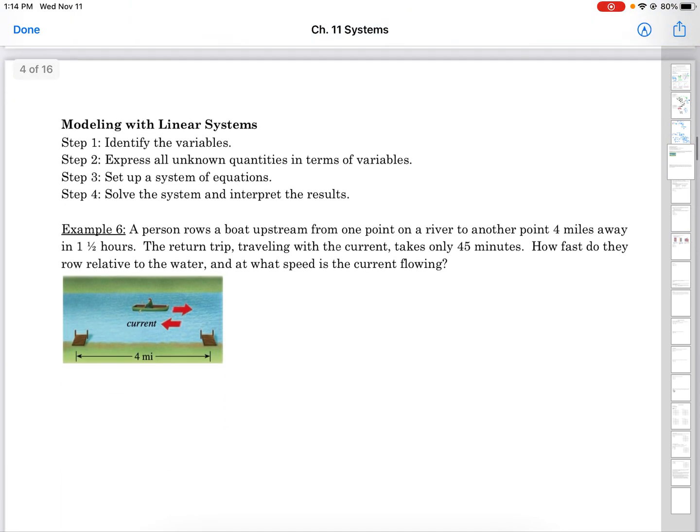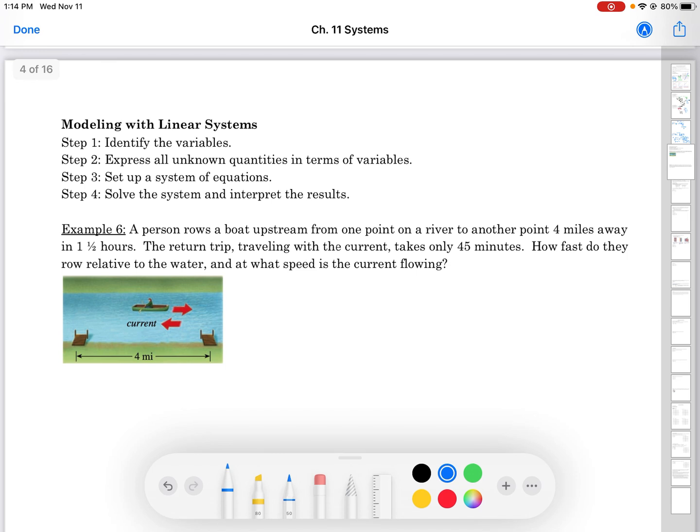All right, so modeling. Again, we want to make sure that we say let x equal something, or whatever variable you want to use, and then we're going to try to write a system and solve it. Really, any method is up to you. So it says that a person rows a boat upstream from one point on a river to another point 4 miles away in 1.5 hours. The return trip, traveling with the current, takes only 45 minutes.